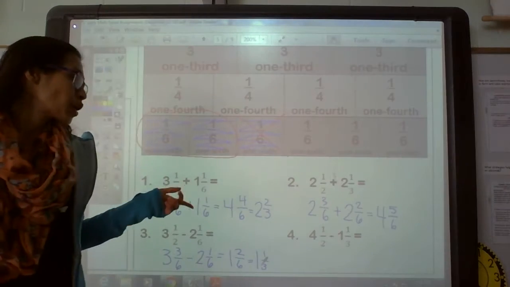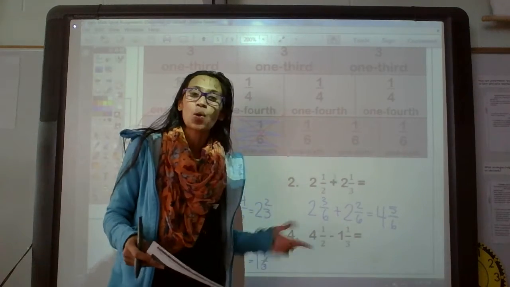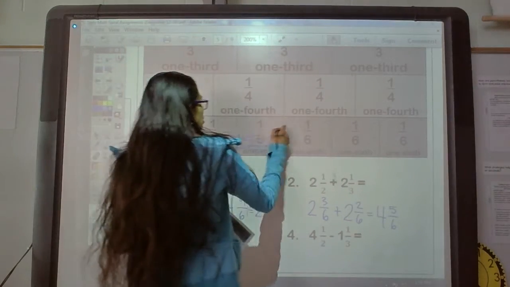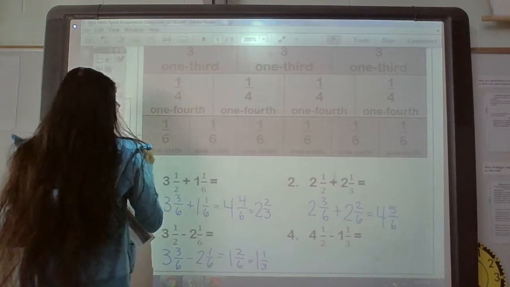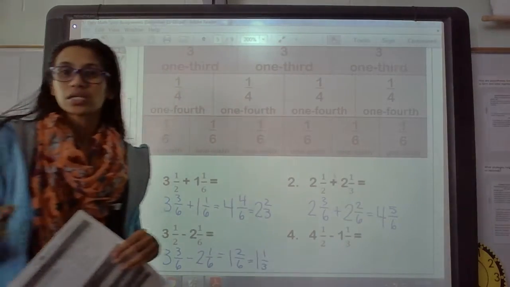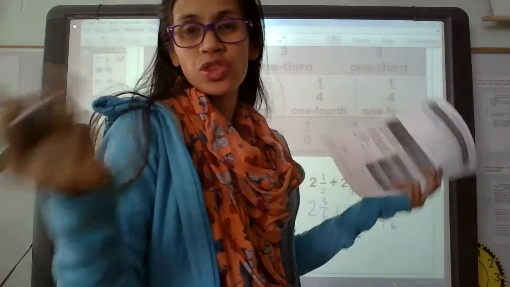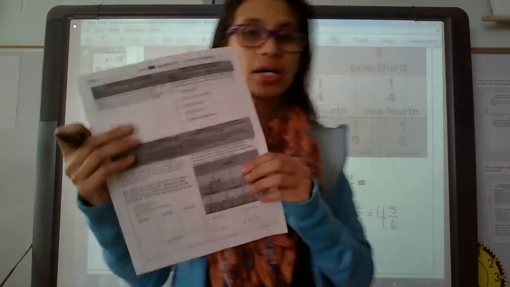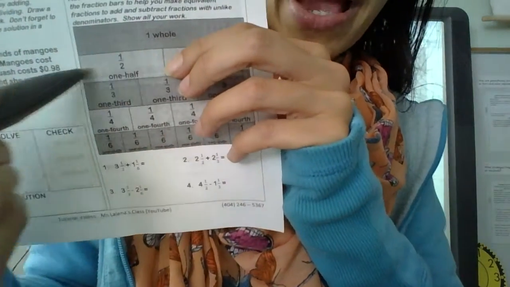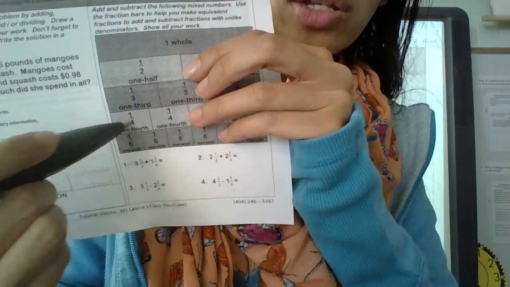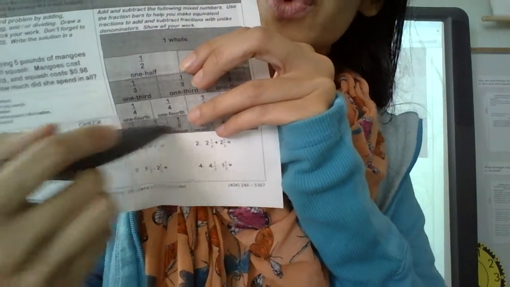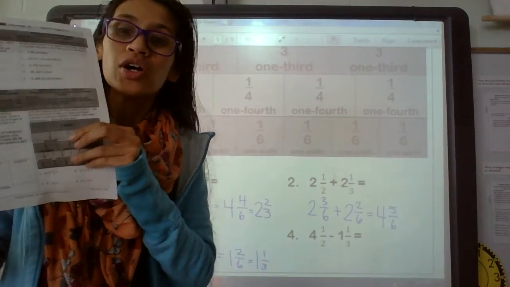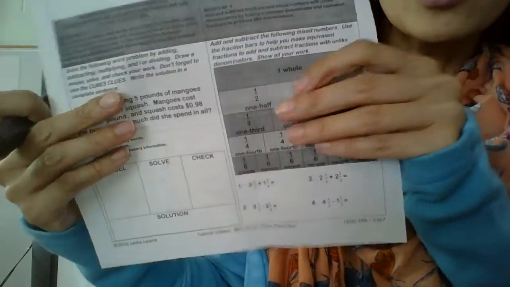Number 4 says 4 and 1/2 minus 1 and 1/3. So again, those do not have the same denominators, so we cannot just add and subtract those, but we can do what? Do some math magic and turn them into equivalent fractions. Start with that 1/2, and I hope you remember this from earlier. 1/2 is the same thing as what? 2/4. Same thing as 3/6, but it's not the same thing as any thirds, so that's not going to work. 1/3 is the same thing as, there's 1/3.